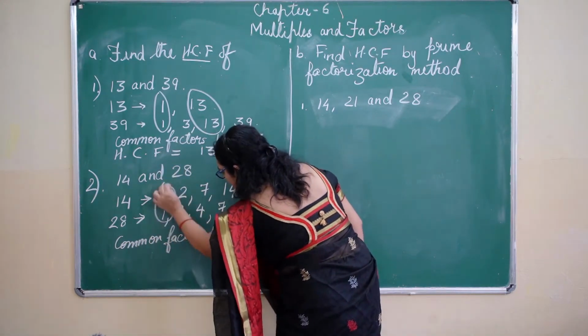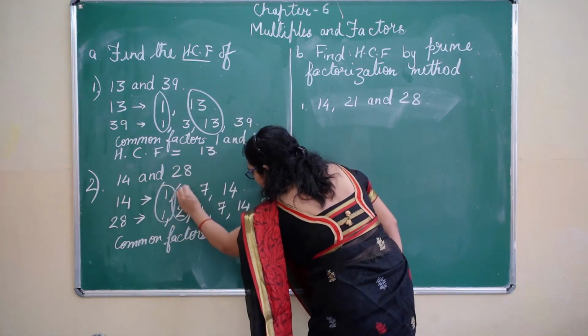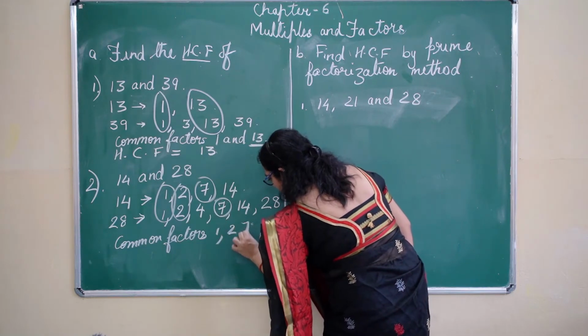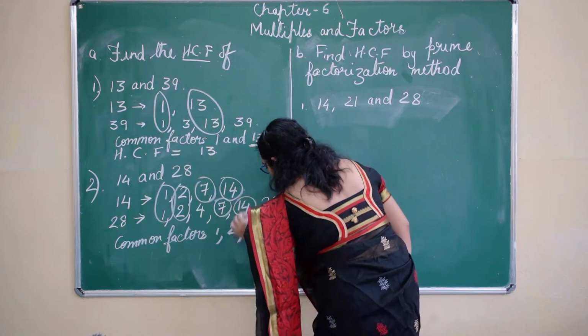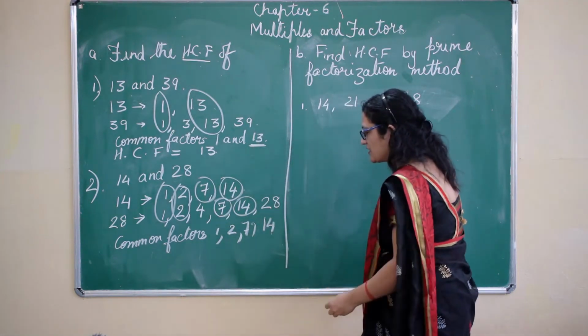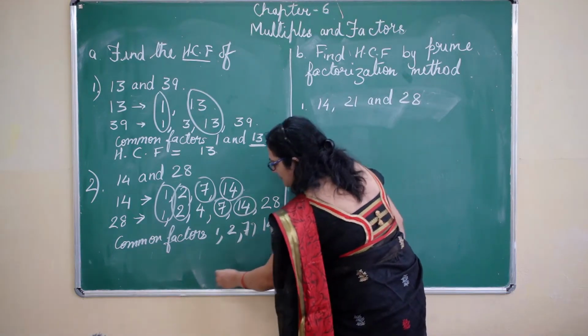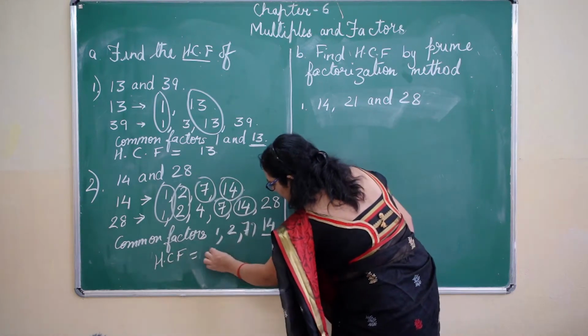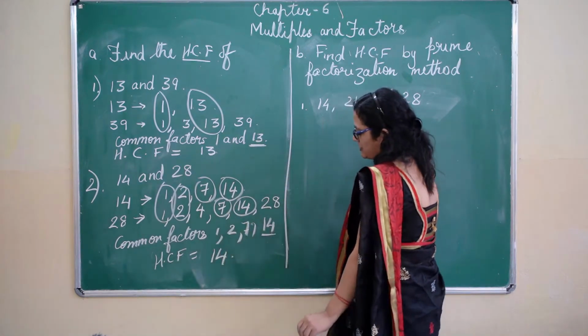What are common? 1, then 2, then 7 is common, and 14 is common. Okay, what is highest? These are common factors, but we have to find the HCF. The highest is what? 14. So your answer is 14.